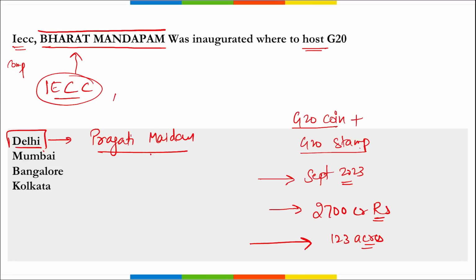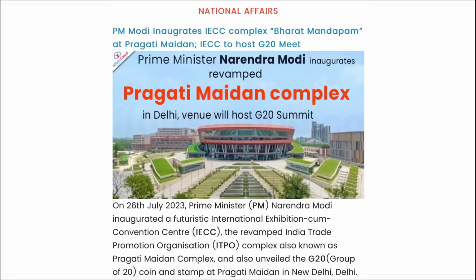Then this IECC complex will include 5G, Wi-Fi, 10G internet, an interpreter room to support 16 languages, advanced AV systems, building management system, light management system, data communication network system, surveillance system, centralized air conditioning, etc. Correct? So here you can see this is the IECC complex Bharat Mandapam that was inaugurated at Pragati Maidan to host the G20 meet in September. Correct? And also a G20 coin and a stamp were unveiled.